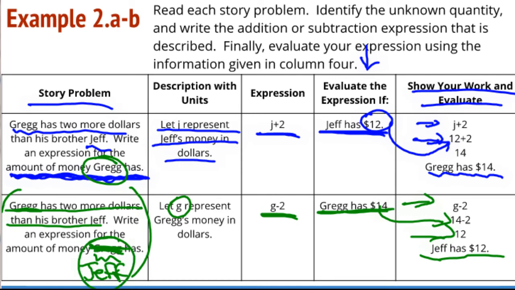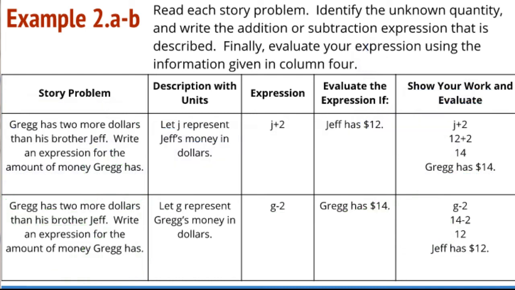So you can see the difference here in these 2 problems is where we are starting and ending. In this first one, we are starting with Jeff and ending with Greg. We want to know how much money Greg has. In the second example, we're starting with Greg and we want to end with Jeff. So we know how much Greg has, and we want to figure out what Jeff has. So we need to read these carefully and make sure that we're thinking about these problems and what's actually happening.